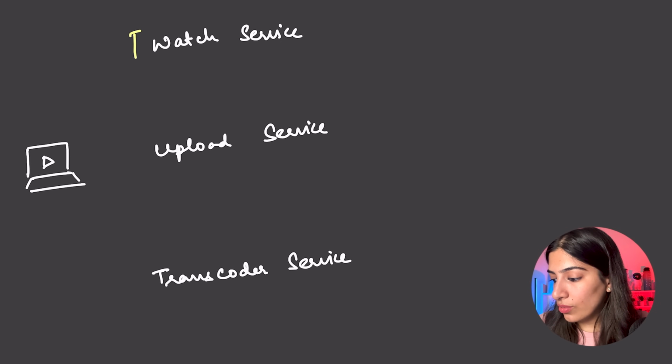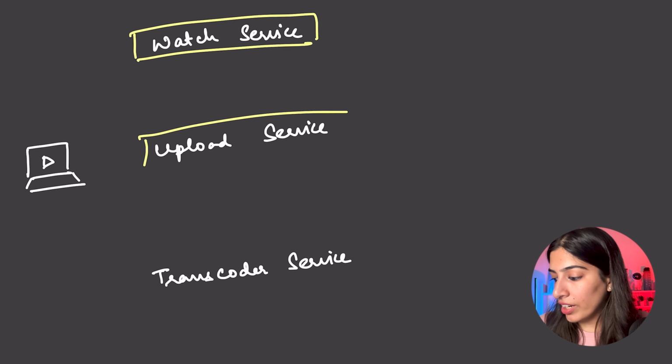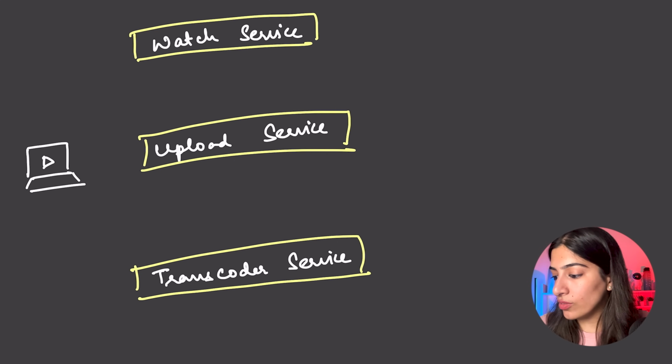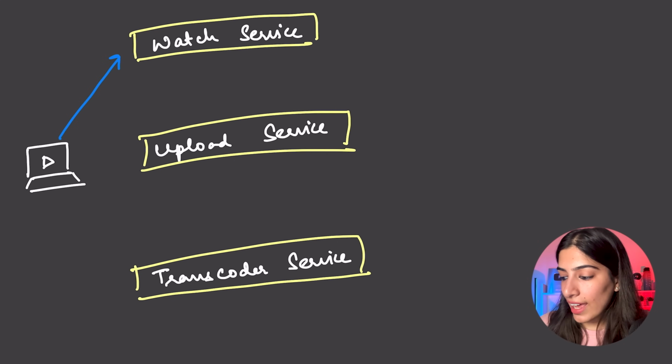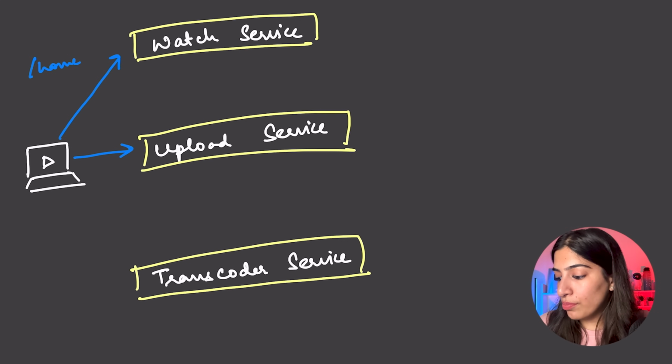Now, what were the requests that went? From where to where did it go? There was one home request that got us all the list of the videos, right? So a client sent a home request, which got it all the list of the videos. To the upload service, it sent upload. And this was basically 3 API calls, right?